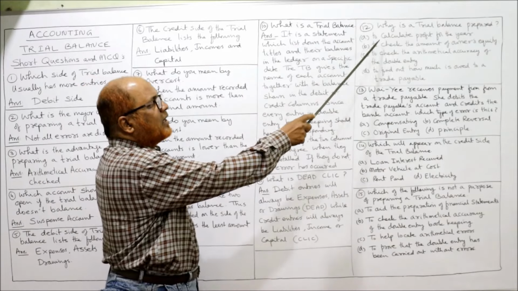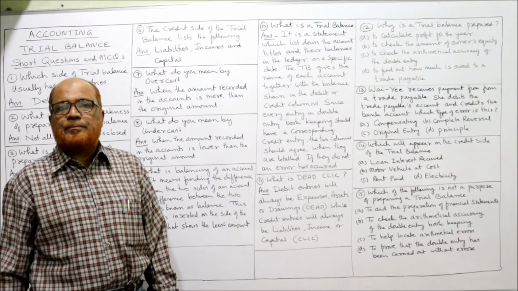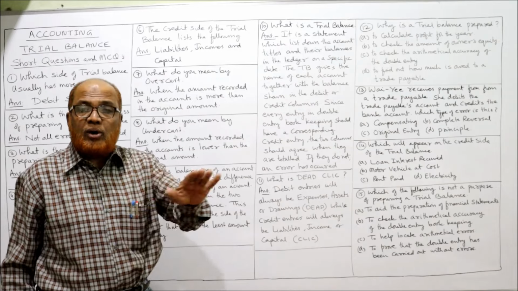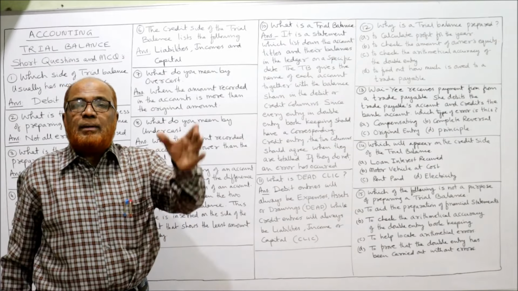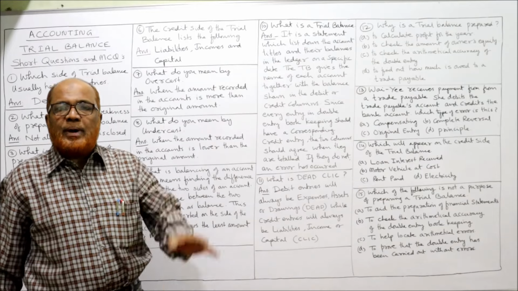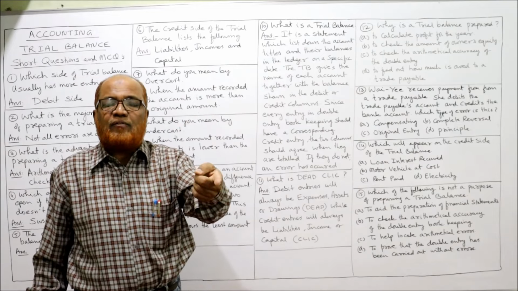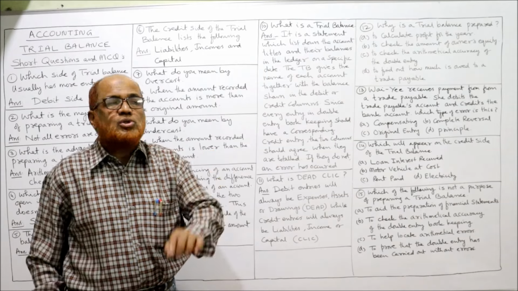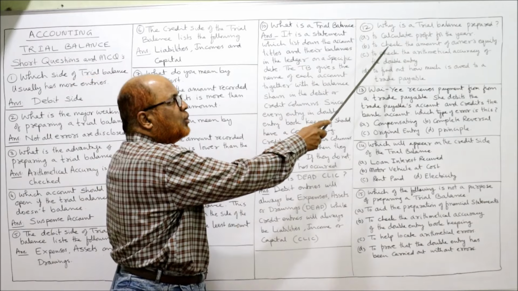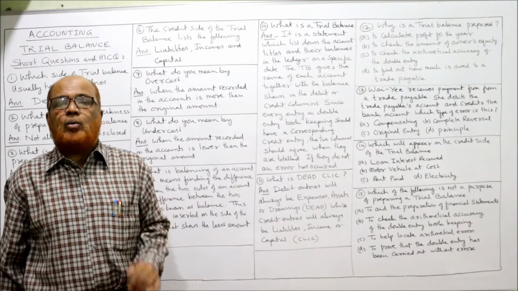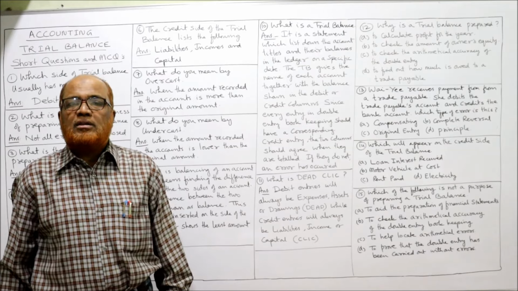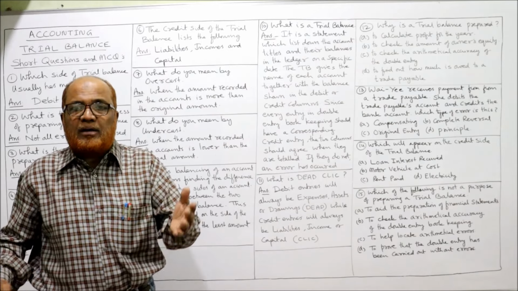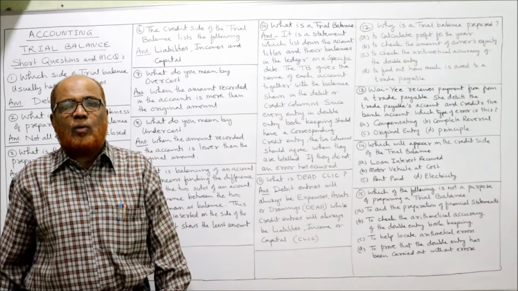The first answer, to calculate profit for the year. Do we get the profit by making a trial balance? No, absolutely wrong. We can get the profit by making an income statement. By making a trial balance, we will never get the profit. So A is wrong. B, to check the amount of owner's equity. No, sorry. That is not the purpose of the trial balance. A trial balance is not prepared to find out the owner's capital, the owner's equity.